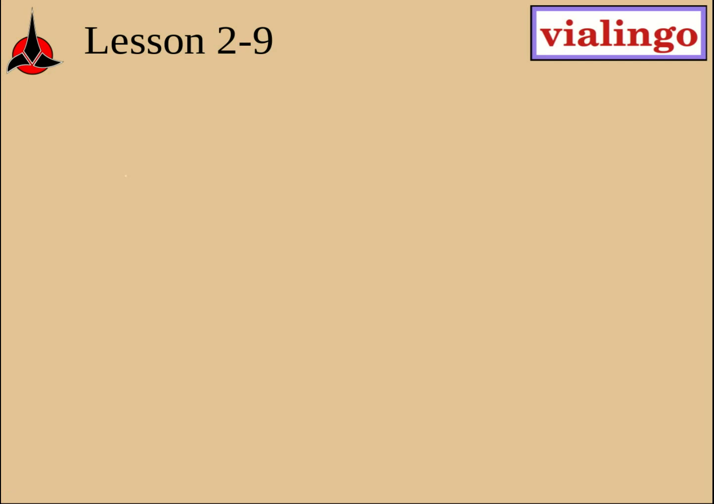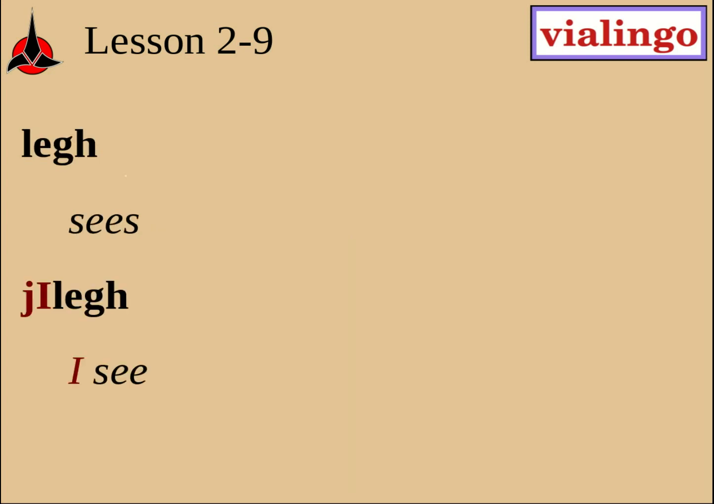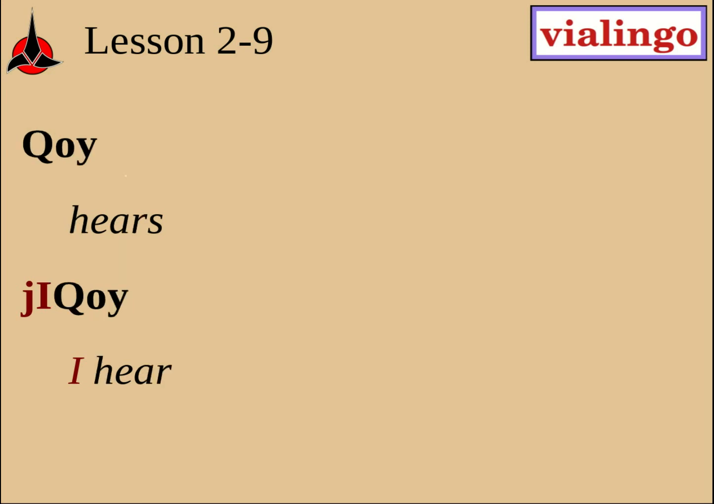Here is how to say I see. As well as having many suffixes which go at the end of the word, Klingon has a number of prefixes which go at the beginning of the word. The prefix j means I. So sees is legh, I see is gillegh. In Klingon, I see is a single word, and so is I hear. For that reason, there are many Klingon sentences which are only one word long.